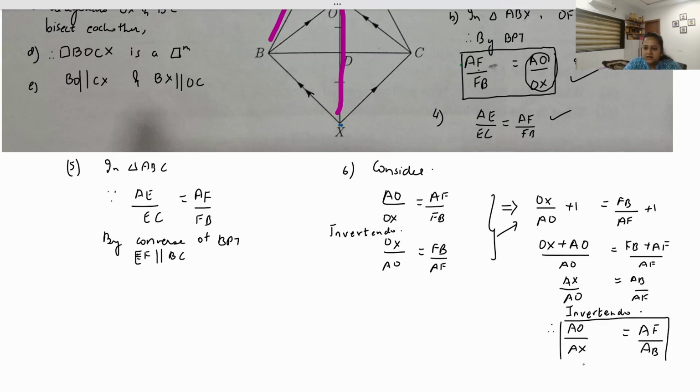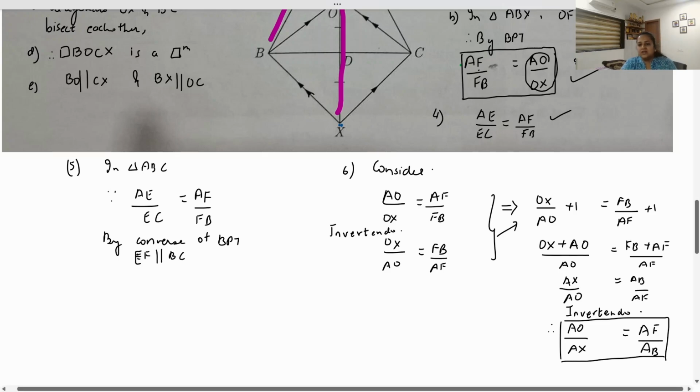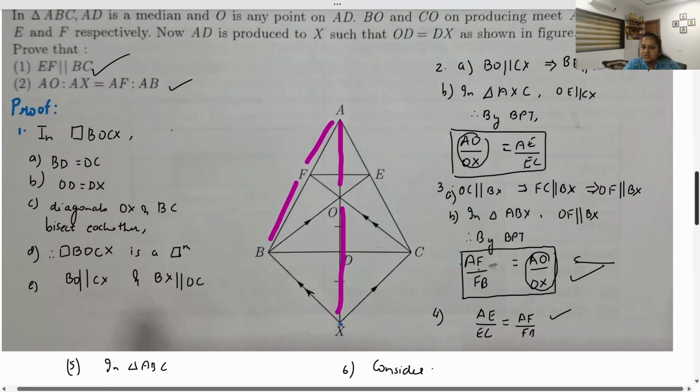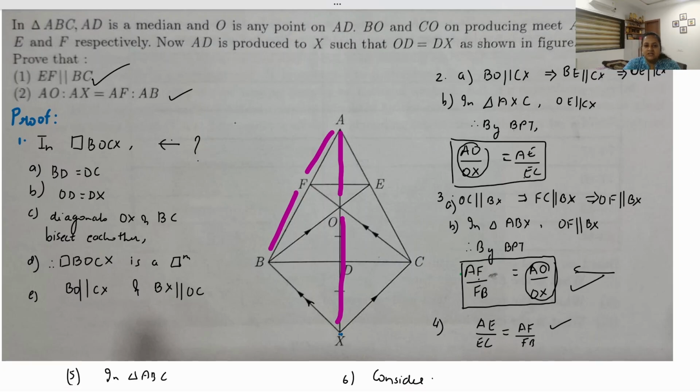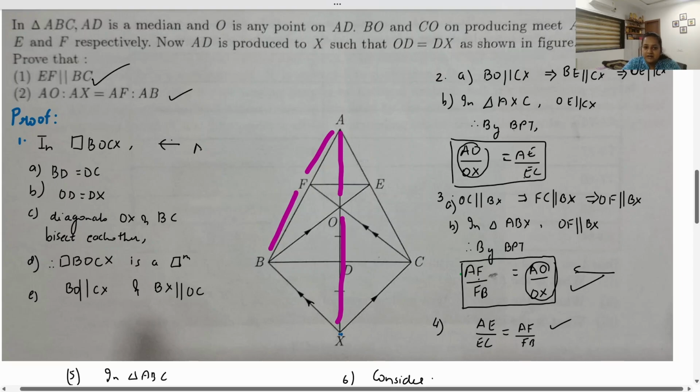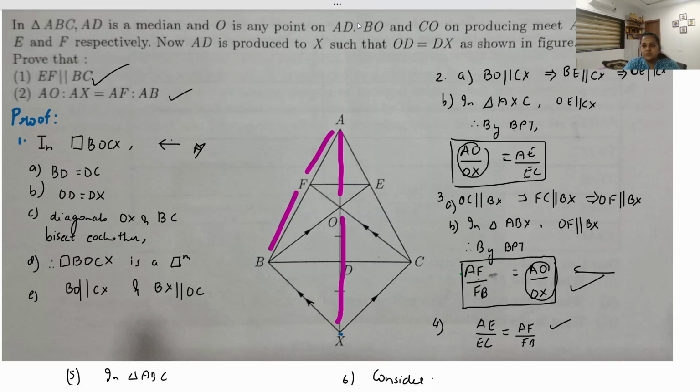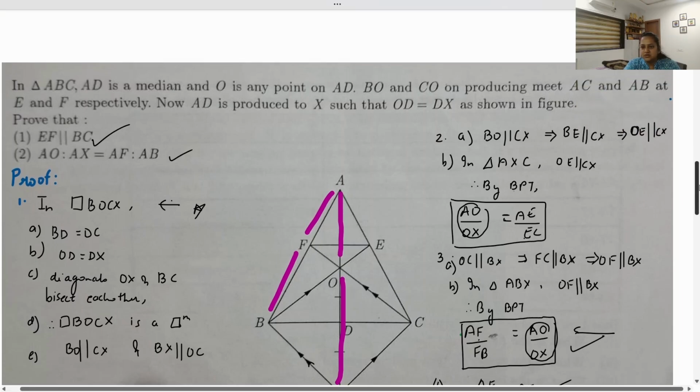I hope you all have understood this question. It looks a little complicated, but it is not at all. The key part played over here is by understanding this part, the star part. The star part is proving that BOCX is a parallelogram. I hope this was helpful and you all have understood this question.